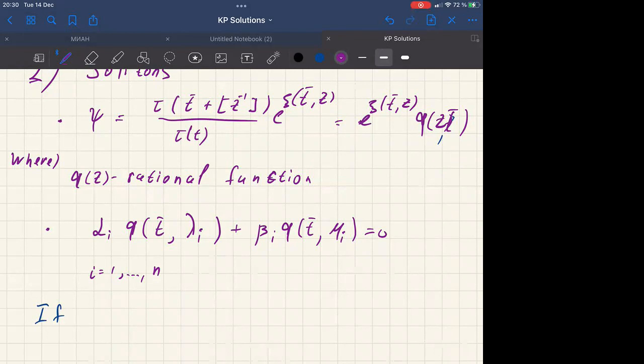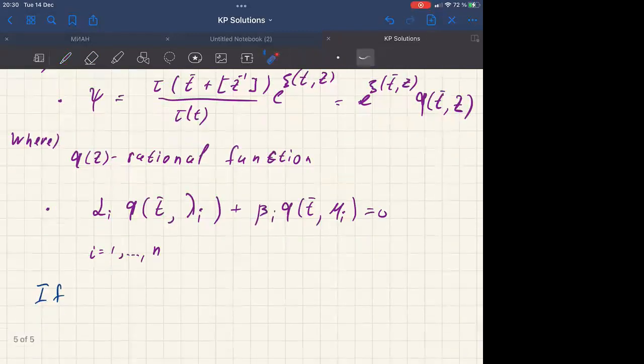Well, this is okay. So if you write down Q of T in the first formula, so replace Z and T, then maybe it would be better. Yes, I guess. And now you just set Z equal lambda I or mu I.